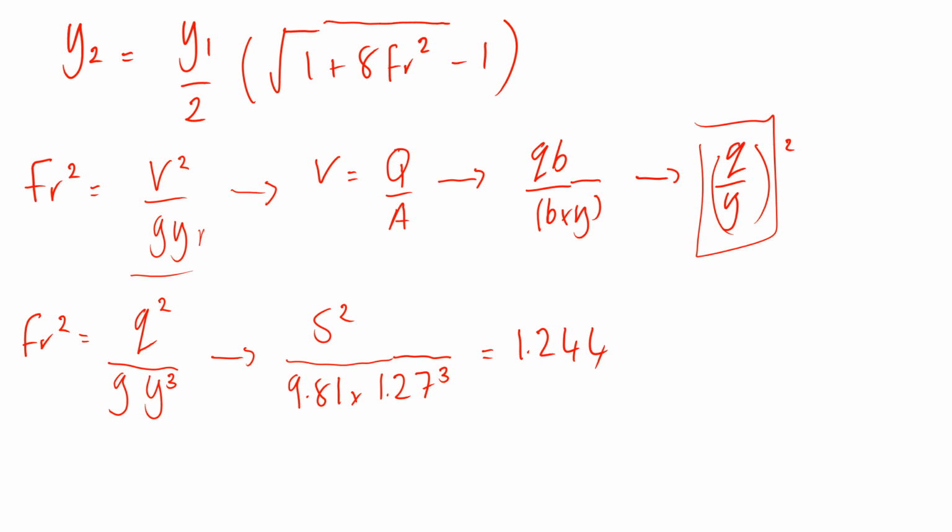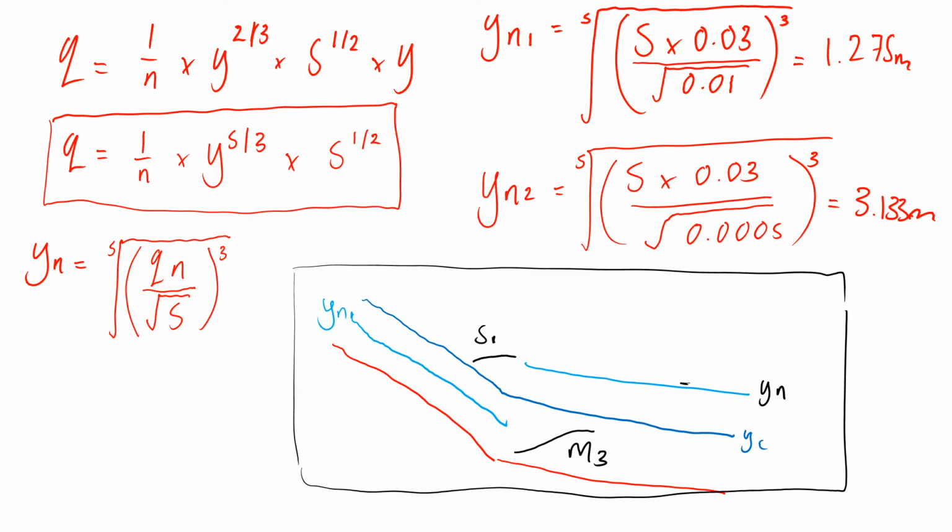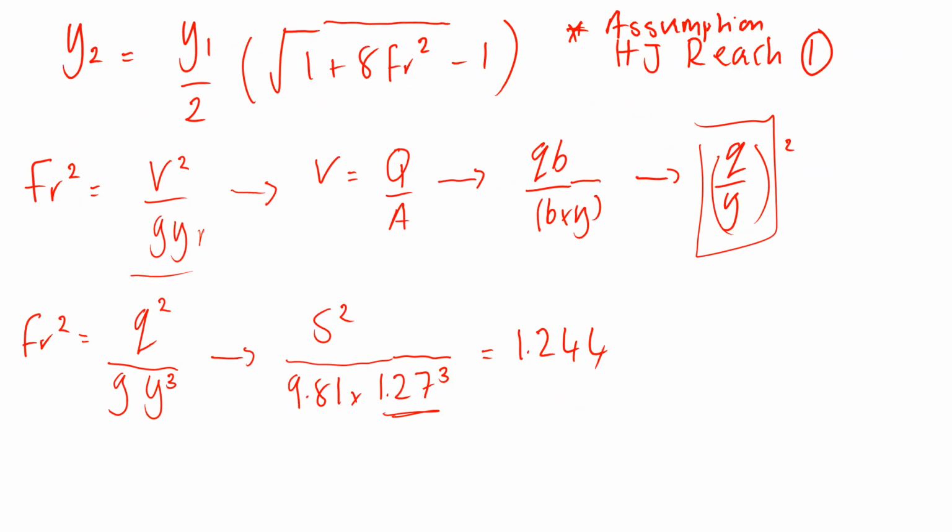The answer you get for that is 1.244. The reason we're using this value is that our assumption is that the hydraulic jump occurs in reach 1. Alternatively, if our assumption was that it would occur in reach 2, we wouldn't use 1.27, we would use 3.133. Now that you've calculated that, you can work out what y2 is.